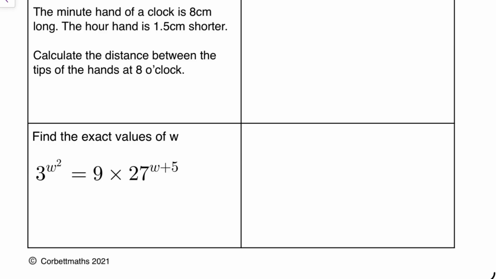Okay, so let's attempt a diagram. So my hour hand is on 8 o'clock and my minute hand must be at 12 because it's exactly on 0, 0. So my minute hand is 8 centimeters and my hour hand is 1.5 shorter, which is 6.5 centimeters. And I need to work out this length here.